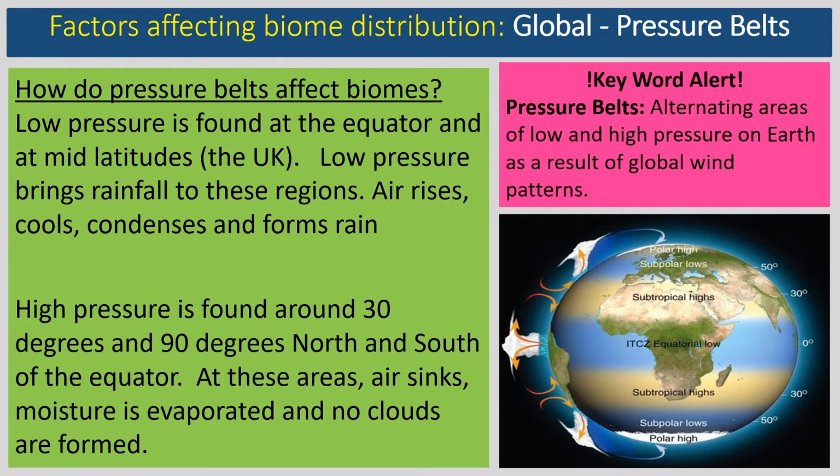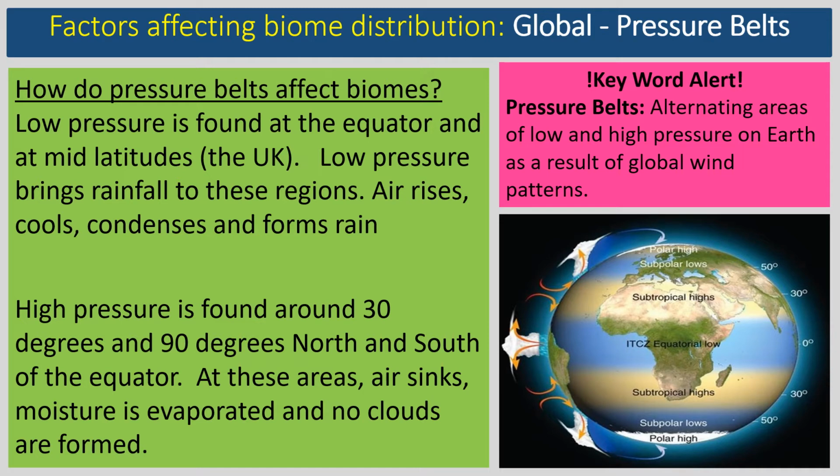The second part of your table refers to pressure belts. So what I would like you to do is, once again, write down a description of what a pressure belt is. So in the pink box you can see that pressure belts are alternating areas of low and high pressure on Earth as a result of global wind patterns. So this is referring to our atmospheric circulation, so looking at the Hadley, Ferrel and polar cells and looking at where low pressure and high pressure forms on Earth.